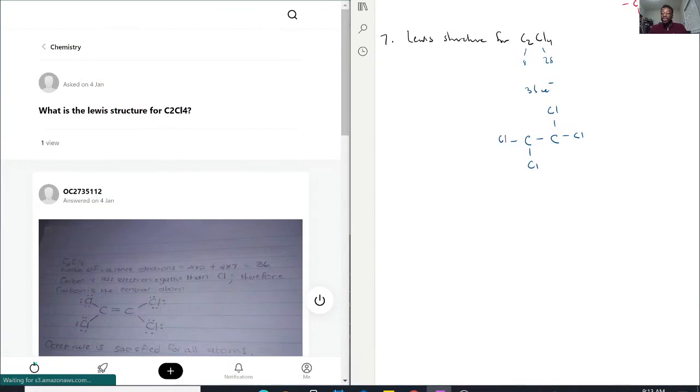So chlorine, we're going to start there. Right now, it's sharing 1 of its 7, so it's going to fill out the rest of the octet. 2, 3, 4, 5, 6, 7. Same thing with this one. Same thing with this 3rd chlorine, and same with the last chlorine.